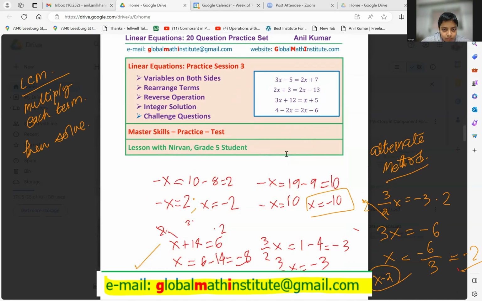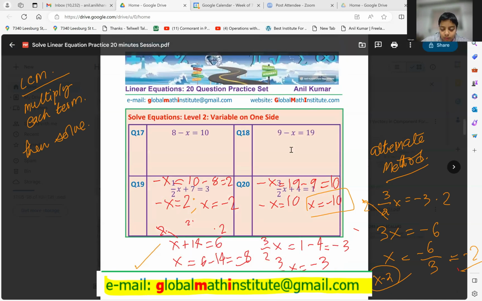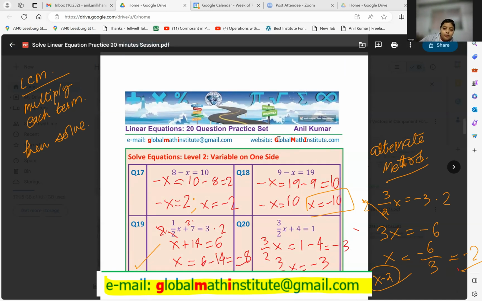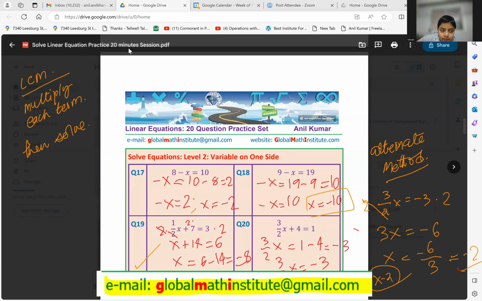So are we done with those 20 questions? Oh yeah, we did the 20th question. Correct. So with this, we did the first 20 questions on level 2, where one side had a variable, right? So we had a couple of examples with integers and some where integers and fractions were combined. So Nirvan, how did you find this exercise?